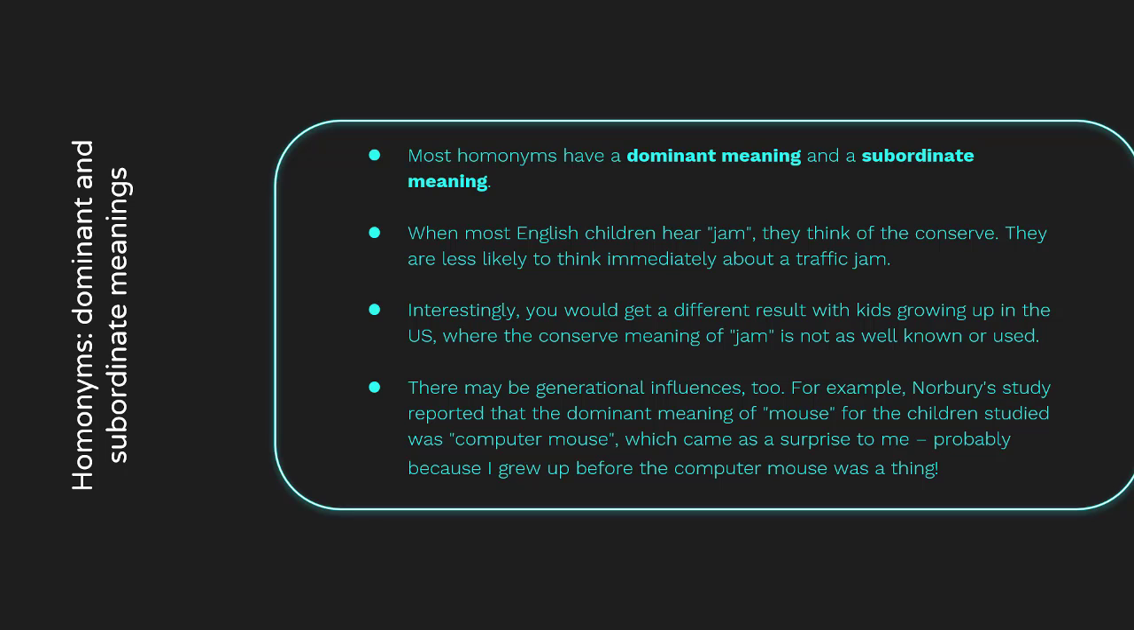So most homonyms have a dominant meaning and a subordinate meaning. So in the Norbury study, she found that when most English children heard the word jam, they thought of the conserve, the strawberry jam or blueberry jam that we spread on bread. And they're less likely to think of jam referring to the traffic jam.